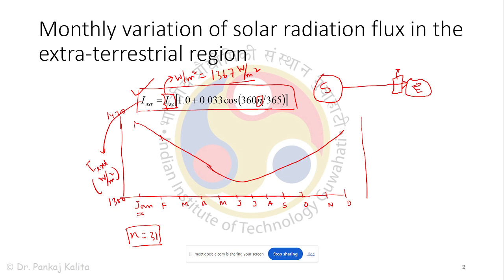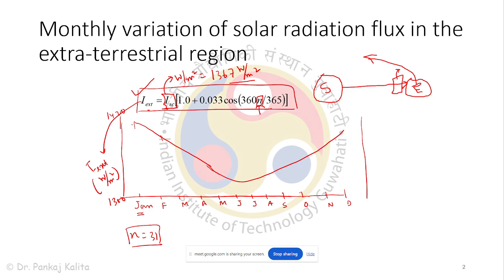As this earth revolves around the sun, the distance between these two changes, and that parameter has been incorporated by this n parameter. So on any n day on the earth surface we can calculate the extraterrestrial solar radiation flux. Hope the significance of all the terms and parameters used in this equation is clear.